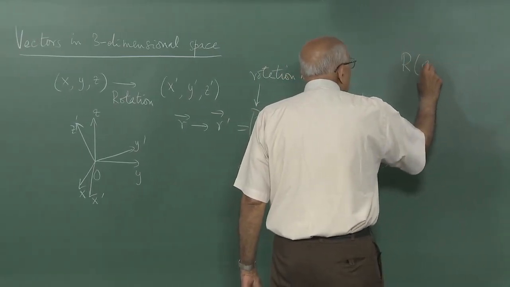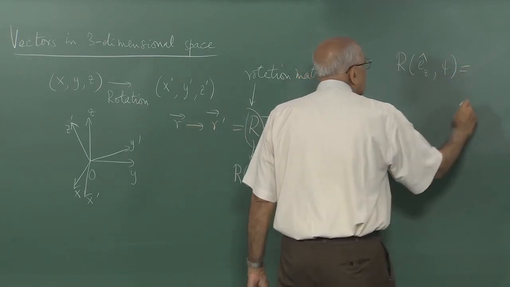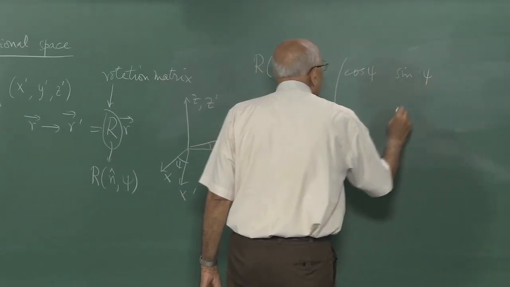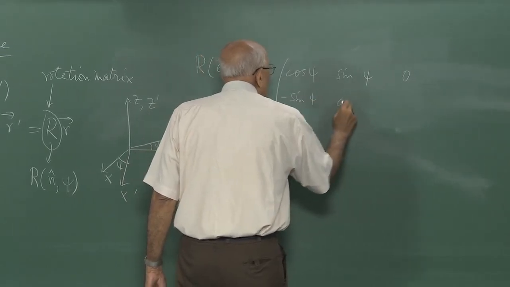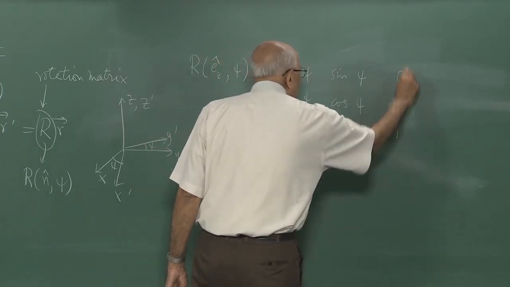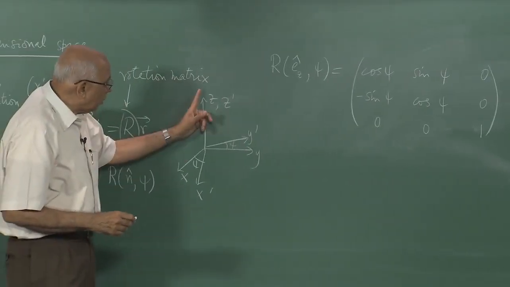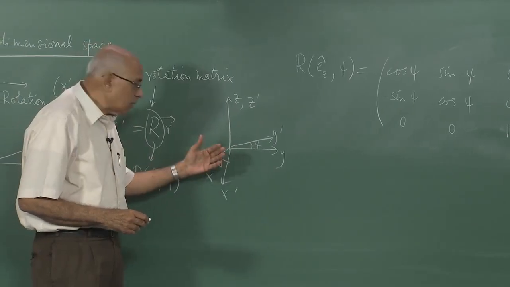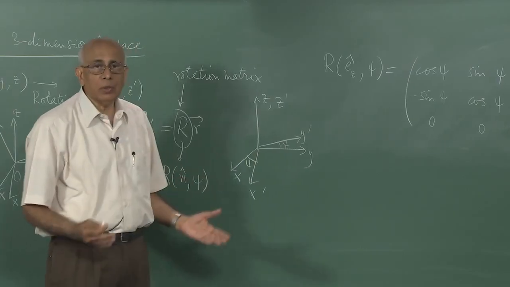because then the unit vector is the z direction, Ez, and psi, and this will of course be cos psi, sin psi and 0 here, minus sin psi, cos psi and 0 here, 0, 0 and 1 here, because now it is very clear that all that happens is, since the z coordinate is unaffected, the x and y coordinates would transform as if there is a rotation in the xy plane through an angle psi, for which we know the formulas.